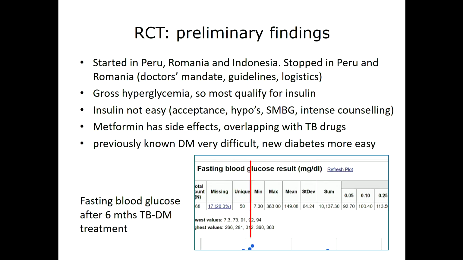And just the picture which Tony showed, you have to send your patient somewhere else to get his insulin or metformin, which is ridiculous, of course. So we're continuing in Indonesia. We see a lot of hyperglycemia. So most patients qualify for insulin, but the insulin is not easy to use in that setting. Some patients refuse insulin, and then we experience quite some hyperglycemia.